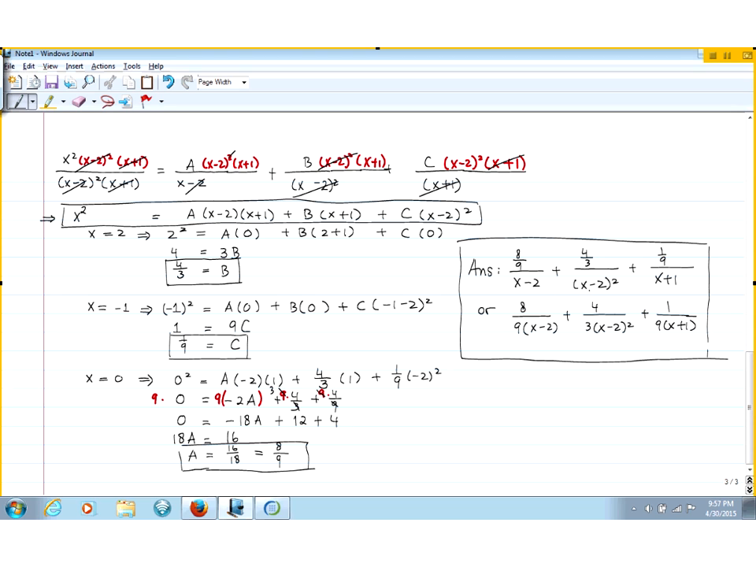Q of x contains linear factors, some of which are repeated. So you see the x minus 2 here is repeated. Why? Because it's x minus 2 and x minus 2 squared. Good. So now we're done with linear factors.